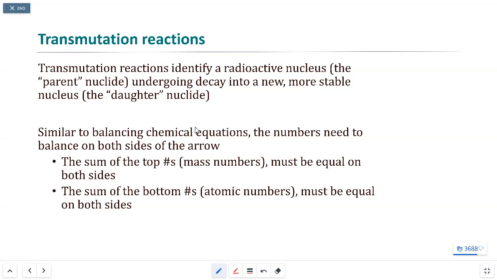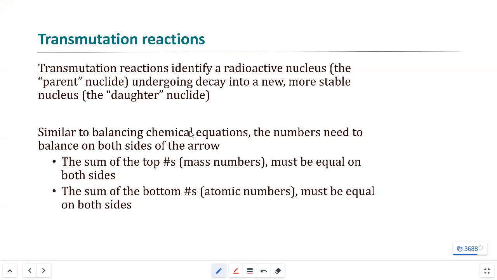Do they match? If I add up all of the reactant, I add up all the product, do the numbers match? Do the numbers match for the mass number? If I look at the mass numbers of the reactants and the mass numbers of the products, do they match up? If the answer to both of those questions is yes, then we have a balanced nuclear equation. If not, then we need to do some more work, or we need to rethink what it is that we are looking at.